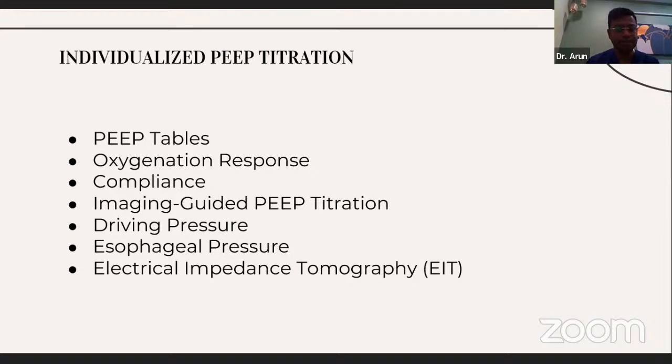Next is image guided PEEP titration. Set the PEEP, increase to a high PEEP, do a CT scan and compare with the previous one to see how much aeration has improved. But this is practically very difficult. ARDS patients have a requirement of high FiO2 and supports, and shifting the patient to the radiology suite is very difficult. Practically, it's not feasible. Alternatively, we can use ultrasound guided PEEP titration, but the problem with ultrasound is that it cannot identify overdistension. Next, driving pressure, esophageal pressure, and electrical impedance tomography I will discuss in coming slides.